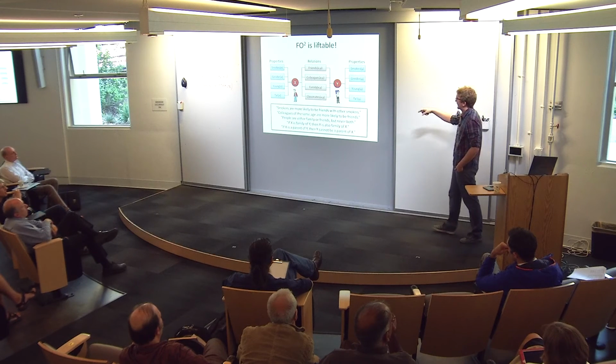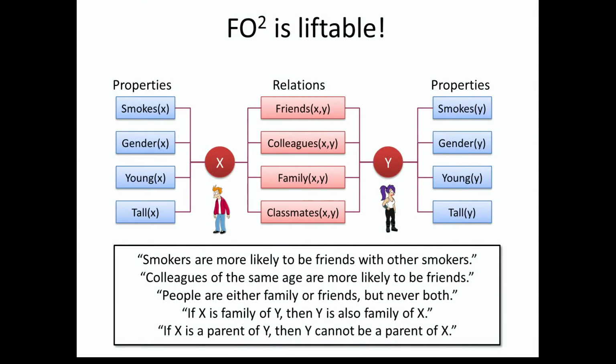So for the machine learners, I have a cartoon version of this result, which says that FO2 is liftable. It doesn't matter what you want to express. Colleagues of the same age are more likely to be friends. Any kind of correlation you want to express between pairs of entities, and it doesn't matter how many you've got, you can always compute a partition function of your Markov random field in time polynomial in the number of people. So that's the machine learning version of this result.